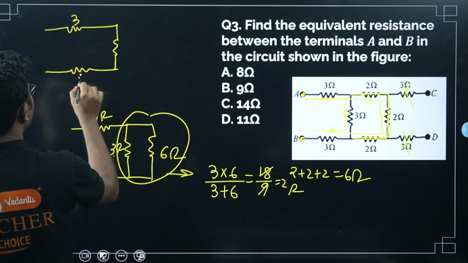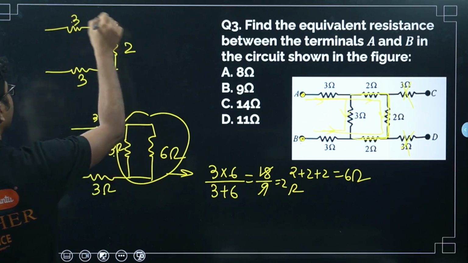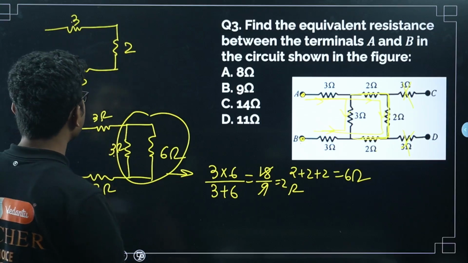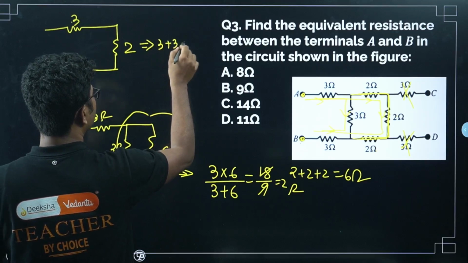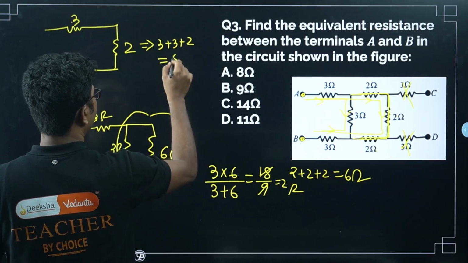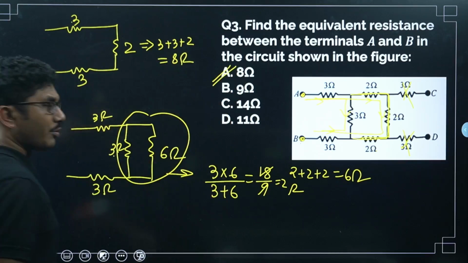3, 3, 2. Okay, so 3, 2, 3, all of them are connected in series. So the equivalent resistance will be 3 plus 3 plus 2, that is 8 ohm. Okay, so the correct option is option A.